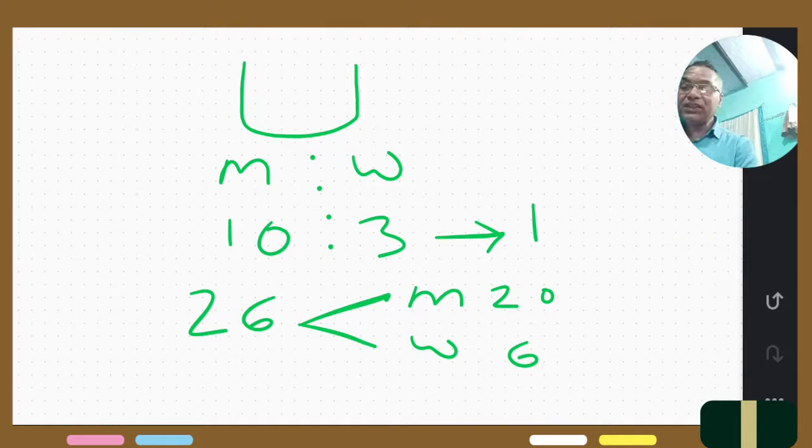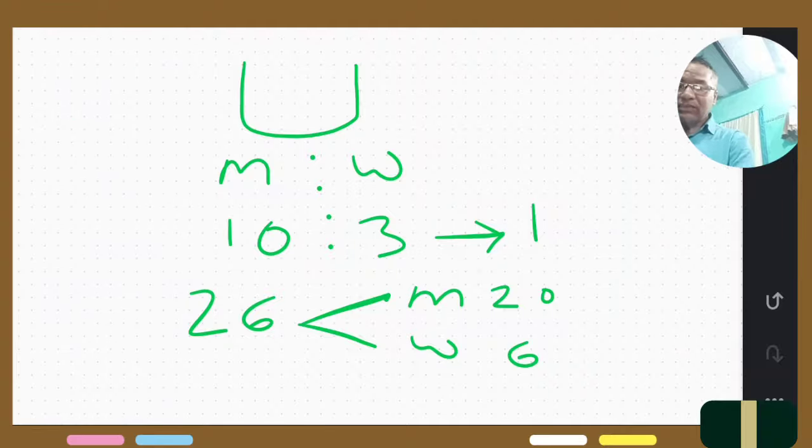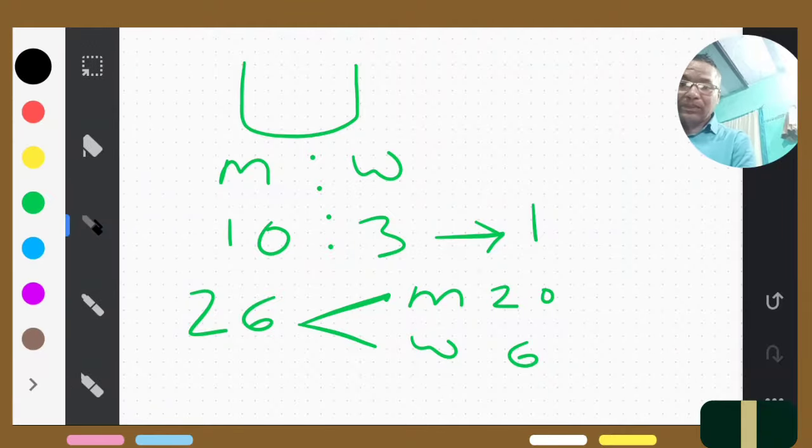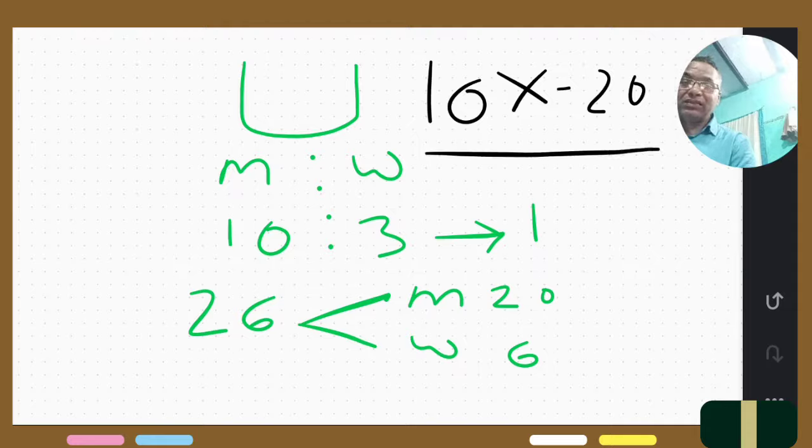So from here, what we have to do? We have to take the total quantities, that is 10x minus 20 milk upon water. Water 3 units, 3x minus 6 units.